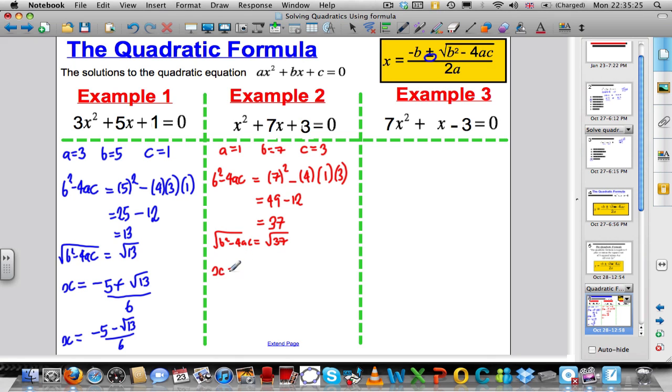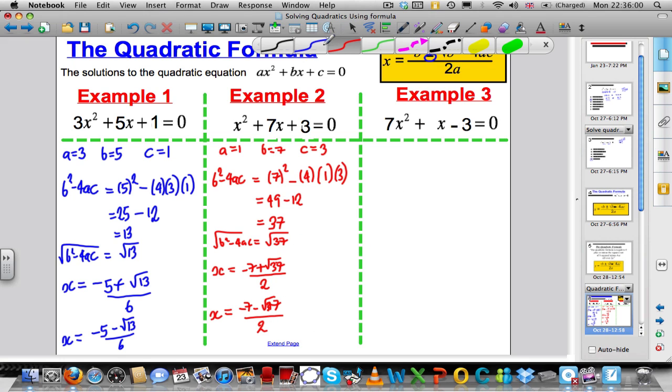X is equal to minus b, which is minus 7. Take the positive square root, plus root 37, all divided by 2a, which is 2 times 1, which is 2. The second x answer is almost exactly the same, minus b, but this time subtract the square root of 37, all divided by 2 times a, which again is 2. Very easy to apply this formula. Again, you could work these out with decimals. Okay, last one.